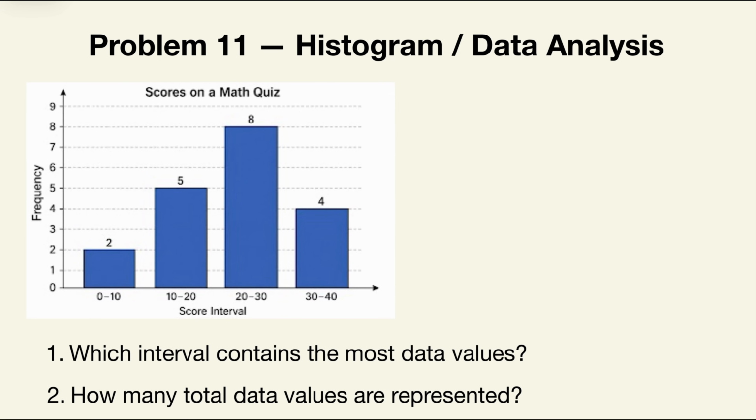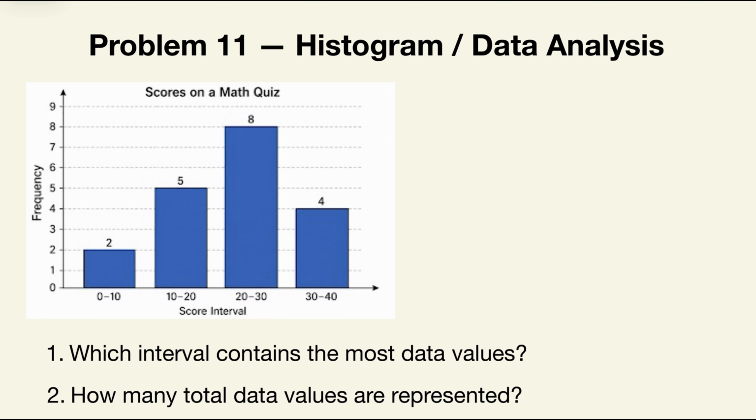Here we're looking at a histogram with frequencies. Let's interpret the histogram. So to take a look here at the bars that we have. Well, in a histogram, the height of the bar represents frequency. So take a look with me. This interval has a frequency of 2. This interval has a frequency of 5. This interval has a frequency of 8. And this interval has a frequency of 4.